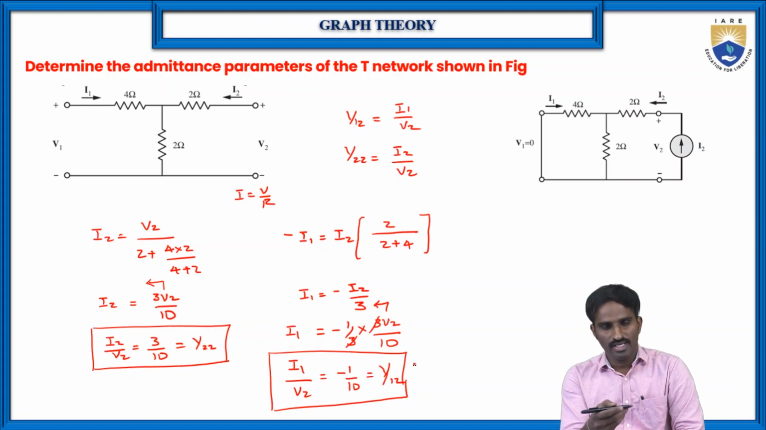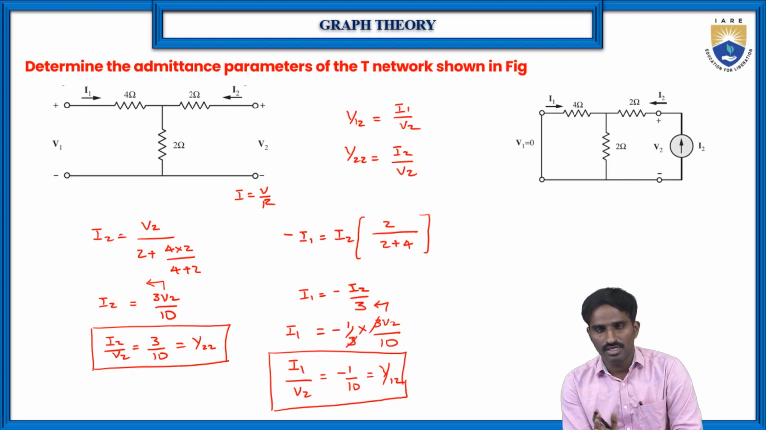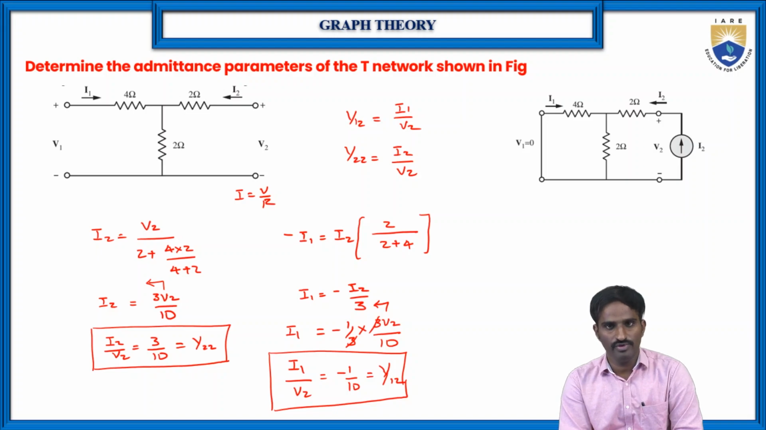So this is how for any given T network we can find the Y parameters. By making the short circuit of the secondary side, we can find the two parameters Y11 and Y21, right? And by making the primary side a short circuit, we can find the other two parameters, Y12 and Y22. This is how we can find the Y parameters.